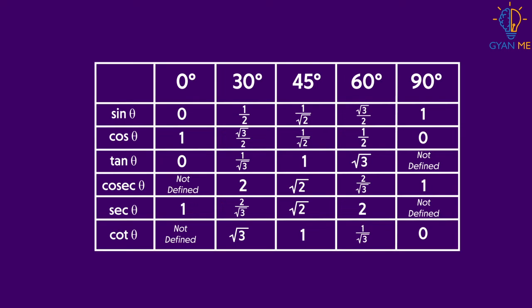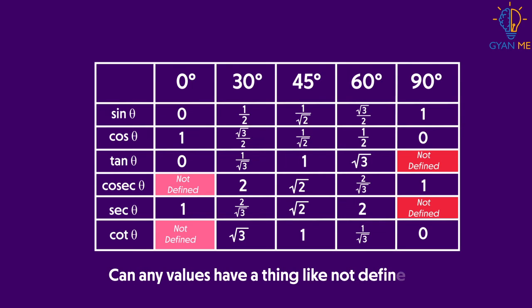Hold on. Pause the video for a second and look at the values in the table carefully. What you see here is that we have written values for sec 90 and tan 90 as not defined, and the same for cosec 0 and cot 0. Why is this so? Can any value be something like not defined?